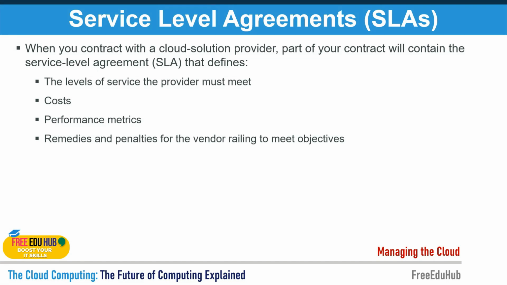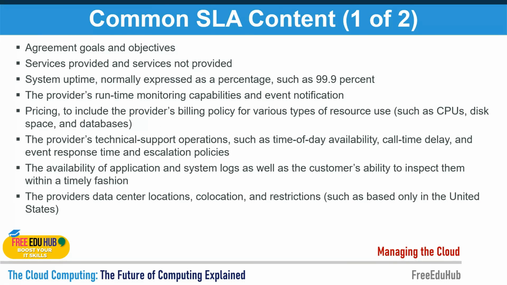if you are utilizing more resources than actually allocated, what would be the elastic computing requirements, what would be the performance metrics, how they'll be calculated, if you will have any access to those kind of logs, and the remedies and penalties for the vendor failing to meet the objectives. So if they are not meeting the basic requirements and objectives as initially agreed, what would be the terms and conditions to manage that?